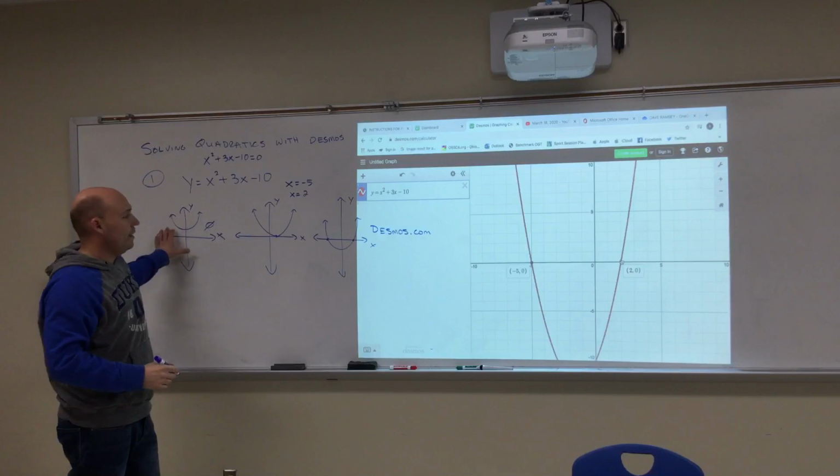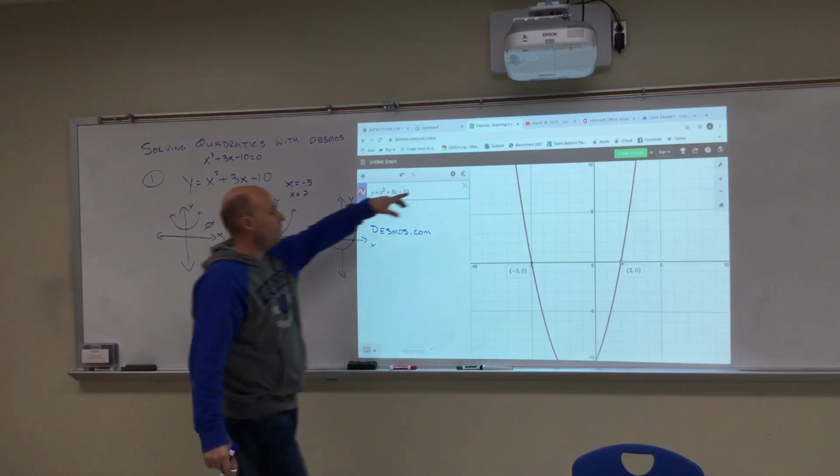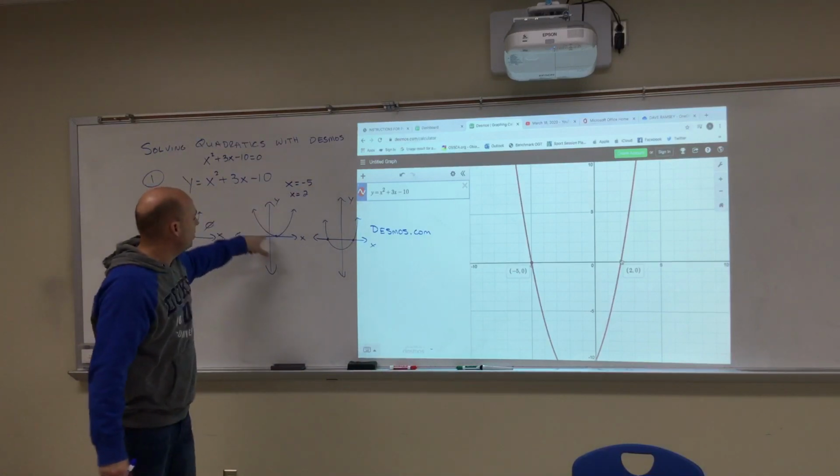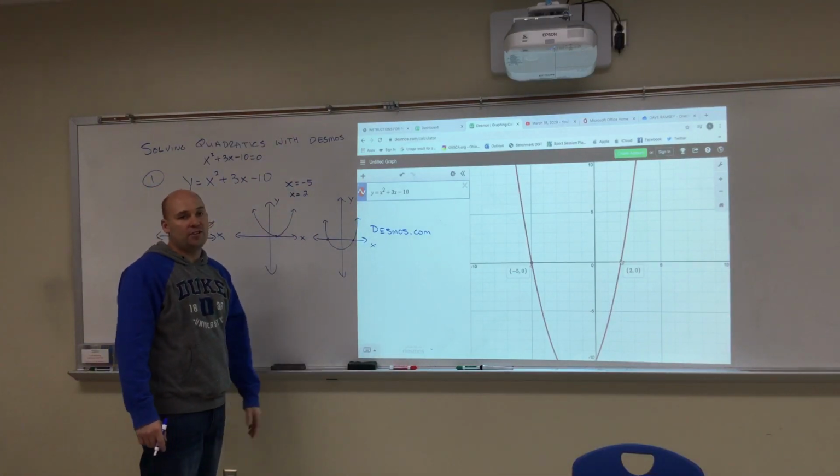If it doesn't equal anything, then you write no solution. So if your graph is not touching the x-axis at all, no solution. If your graph is touching it once, you write whatever number is touching that, and you only have to write it once.